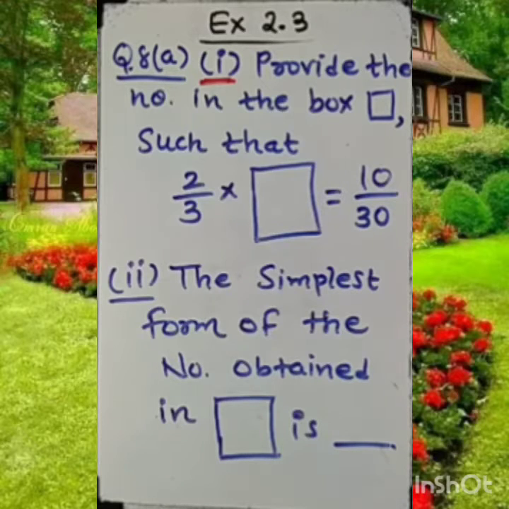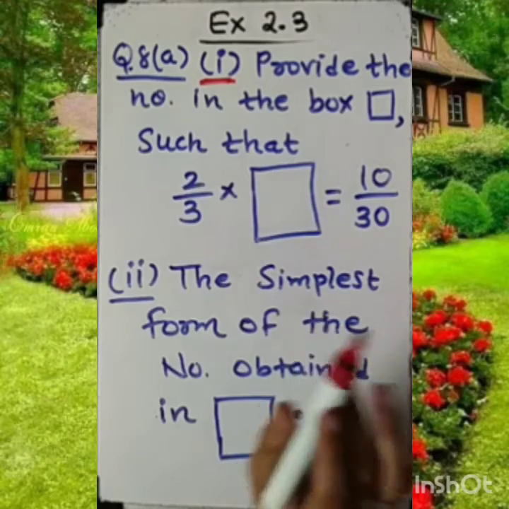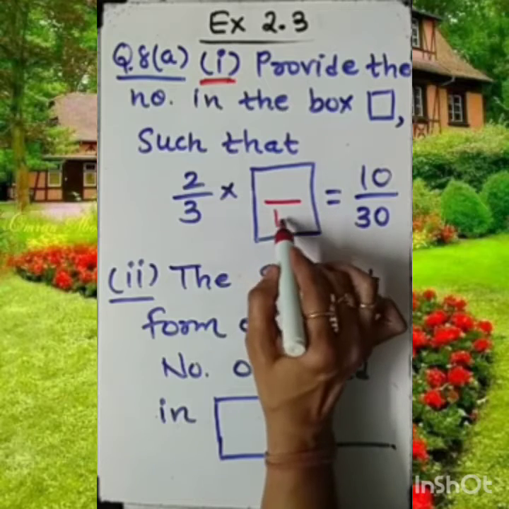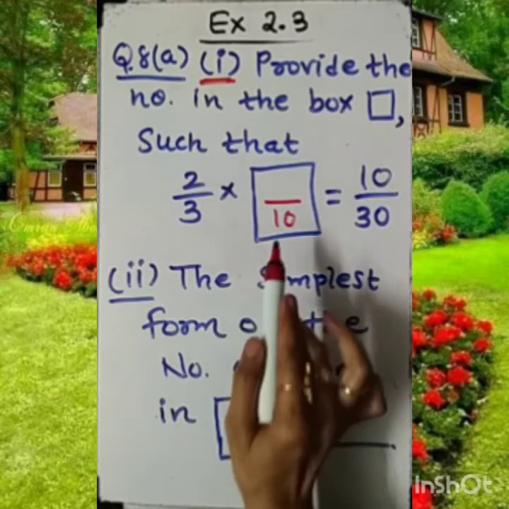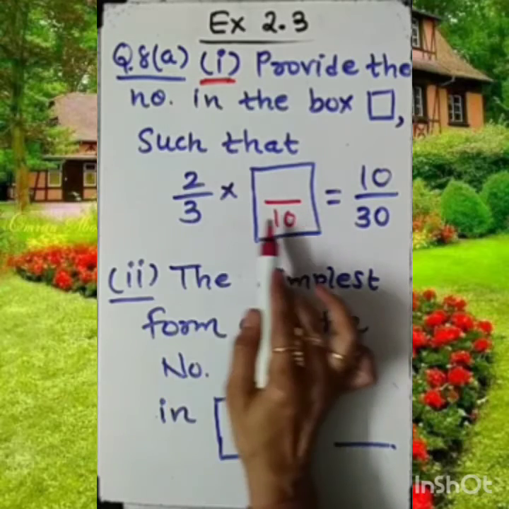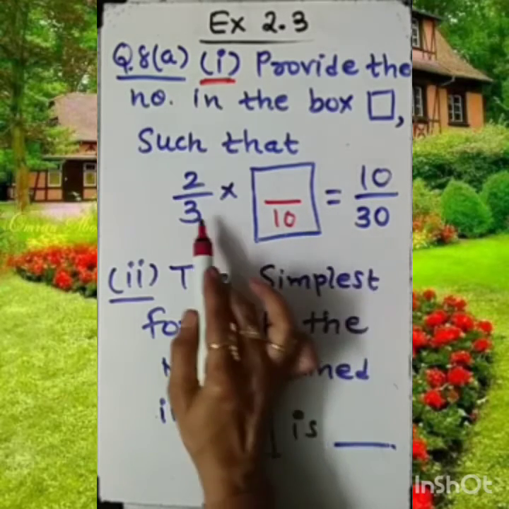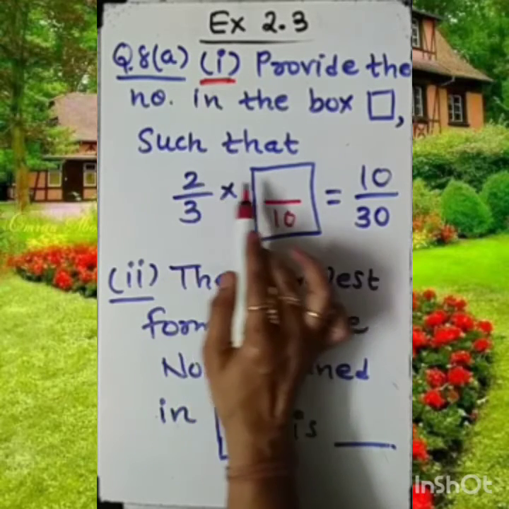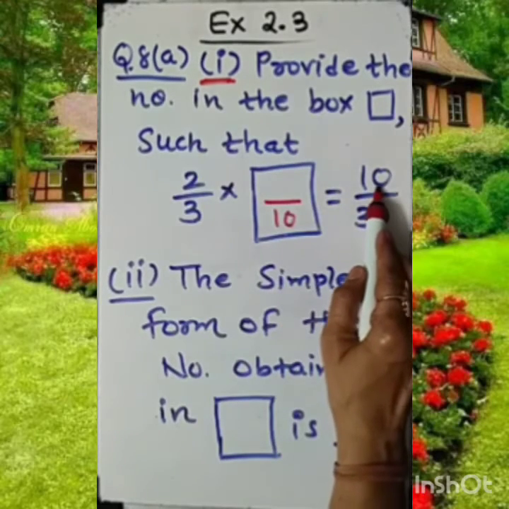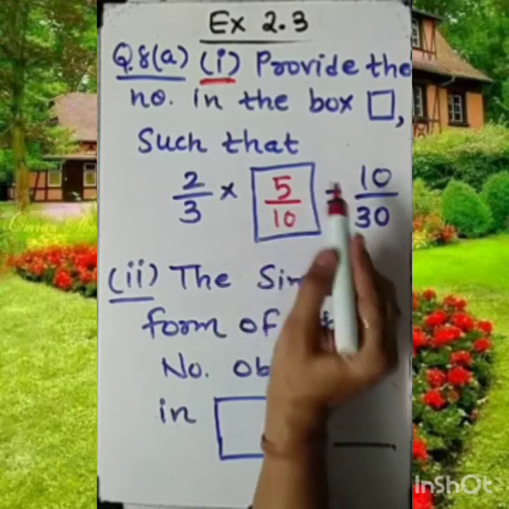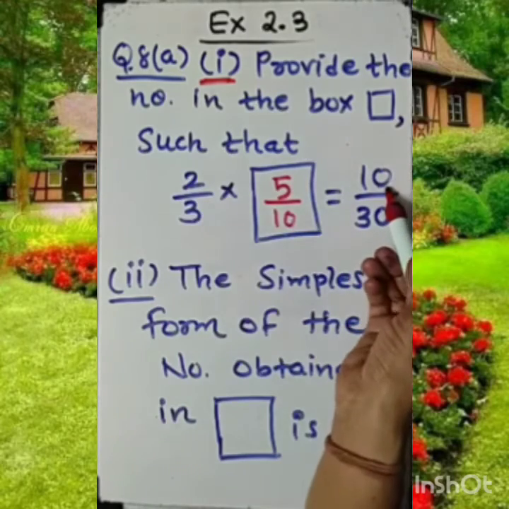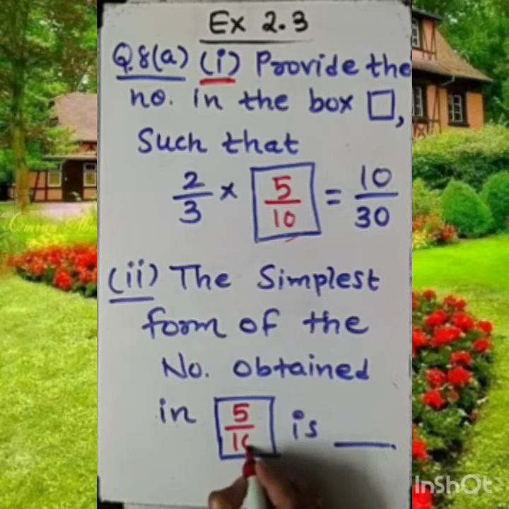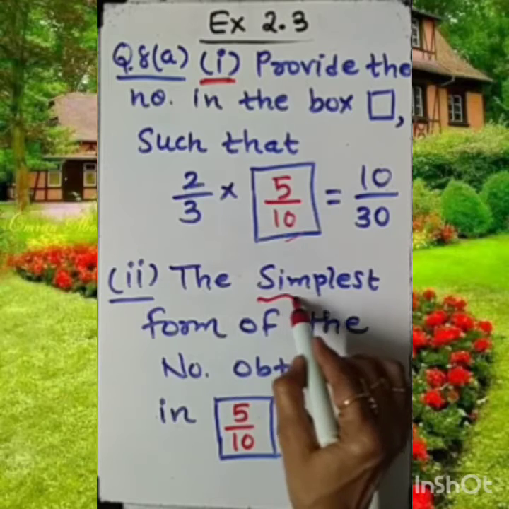So very easy. Let's work out upon this. First of all, think about that. If I mention 3 and this is 30, then of course I need to write 10 here. Clear? So I need to mention here 10. 10 threes are 30. Which number should I provide here so that the product with 2 gives the result 10? Of course it is 5, because 5 twos are 10. So the number in the box is 5/10, and I need to bring it to its simplest form.